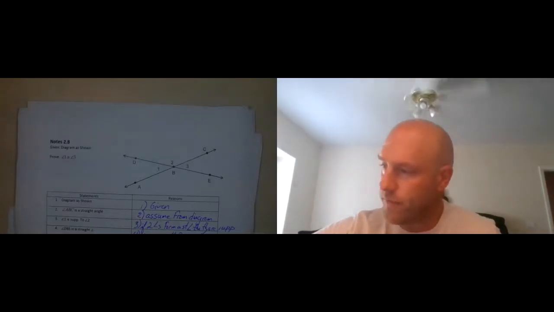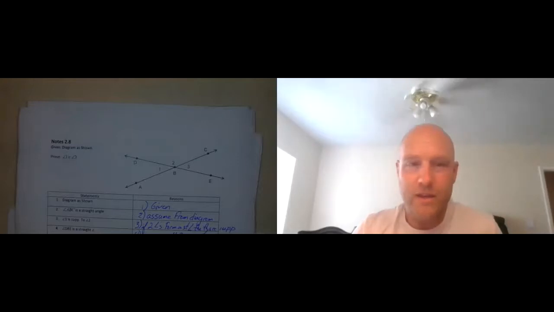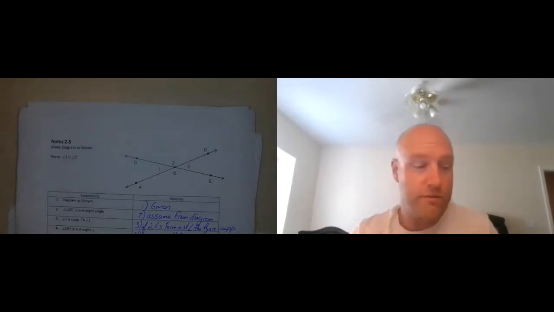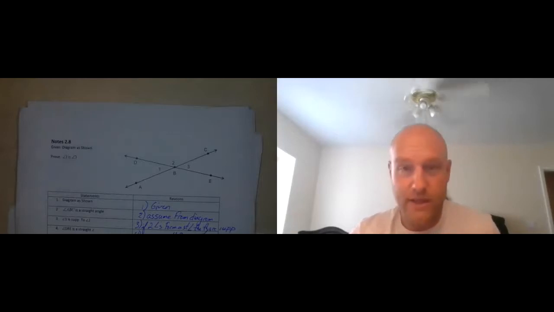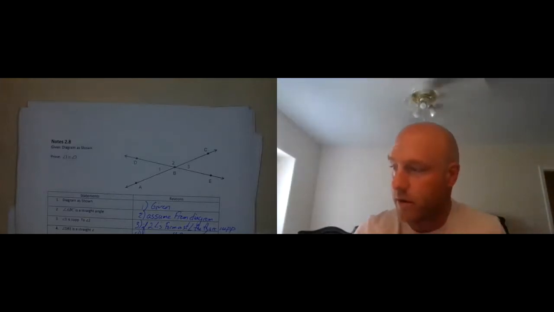If two angles are vertical, then they are congruent. Vertical angles is something that you can assume from a diagram. You don't have to tell me the diagram as shown. You don't have to tell me in another step, if angle 1 and angle 3 are vertical, how did I know it? It's assumed from the diagram. I can see that they are vertical angles. Just skip to it. Angle 1 and angle 3 are congruent because they are vertical. If two angles are vertical, they are congruent.